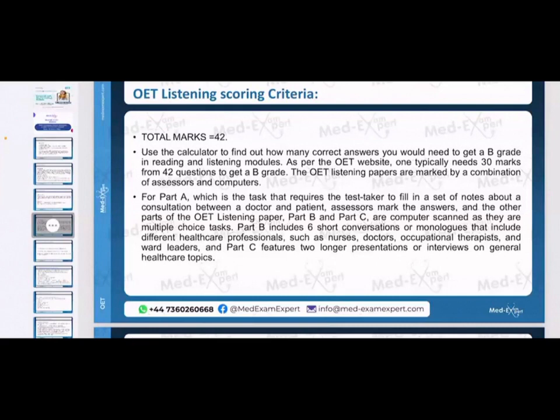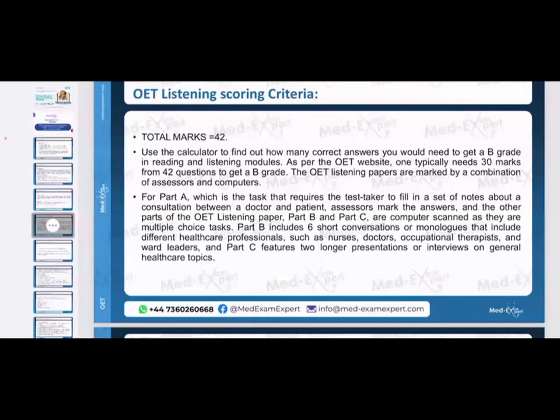So it is better to score and to do all of them correct, so that you would have margin for mistakes in part C. The OET listening papers are marked by a combination of assessors and computers, because your part A is being assessed by the assessors, like the physical examiners, and your part B and part C would be assessed by computer.